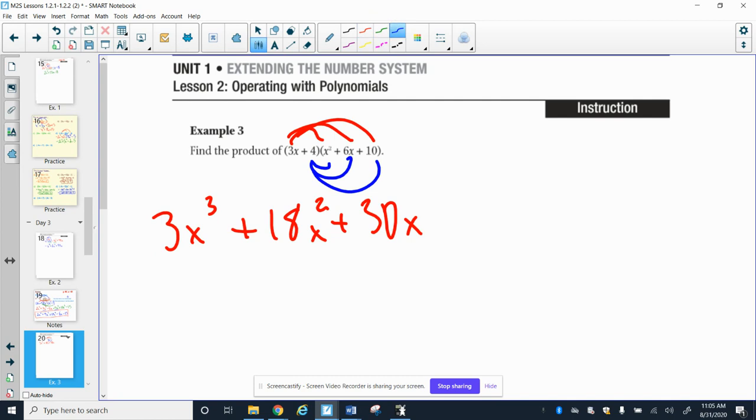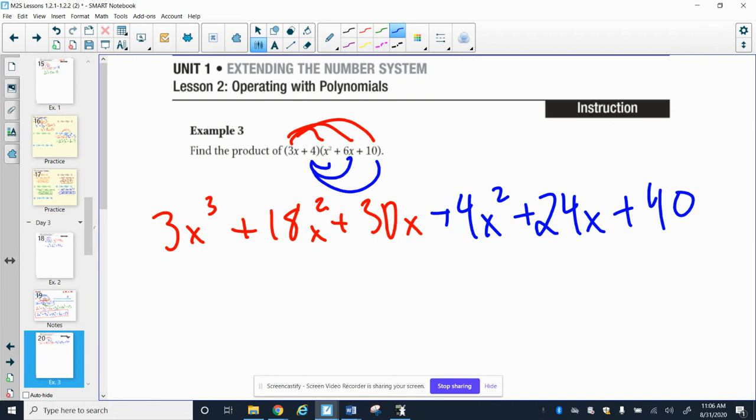Now we keep going. We multiply the 4 to all these, plus 4x squared. 4 times 6x plus 24x. 4 times 10 plus 40.